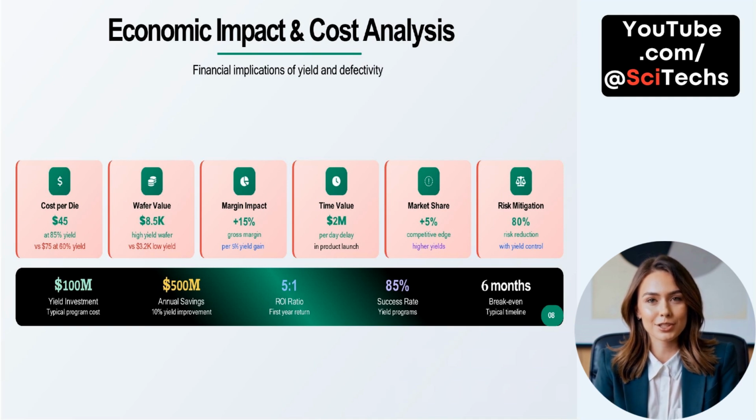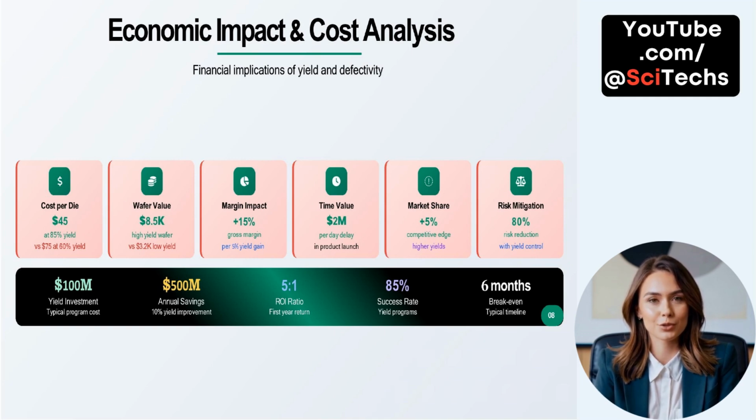Economic impact and cost analysis. Improving semiconductor yield impacts nearly every aspect of manufacturing economics. The cost per die drops dramatically, from $75 at 60% yield to just $45 at 85% yield. This efficiency also boosts wafer value, with high-yield wafers worth $8,500 compared to $3,200 for low-yield ones. Margins improve significantly as well. A 5% gain in yield can increase gross margin by 15%.